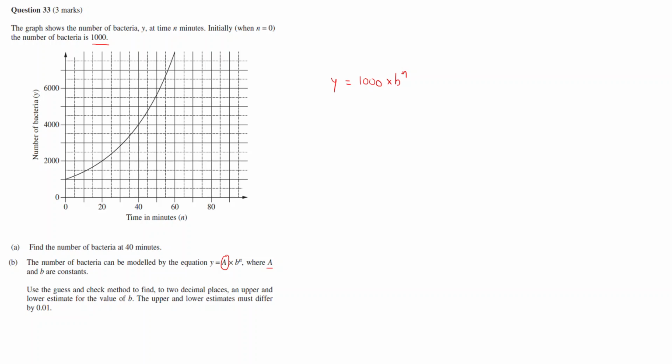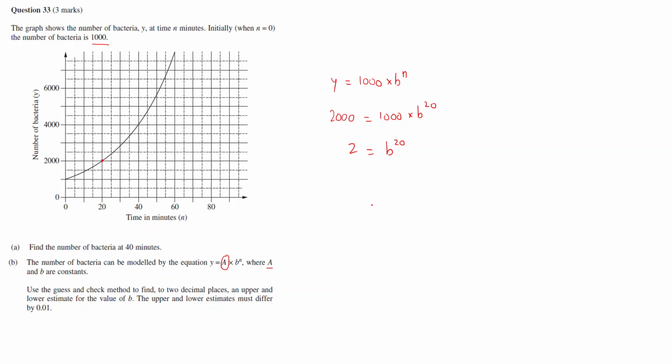So all you need to do now is find the value of b, and they're not asking you to find the exact value of b. All they're asking is to use some guess and check to determine where b would lie. So if we take one data point here, for example, n is 20 and y is 2000, let's plug this in. You can take any point from here, the answer is not going to change. So n is 20, y is 2000: 2000 equals 1000 times b to the power of 20. Just simplify it a bit: 2 is equal to b to the power of 20. Now we can't solve it as it is, that's why they're asking us to use trial and error.